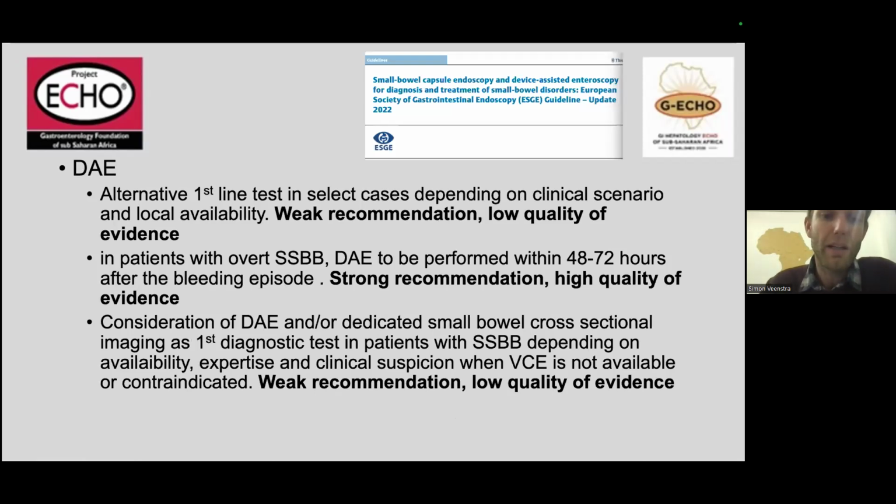So the ESGE guidelines suggest that it is an alternative first-line test in selected cases, depending on the clinical scenario and local availability. Again, time is important and should be performed within the 48 to 72 hours after the bleeding episode. That's a strong recommendation. And it can be considered along with dedicated small bowel cross-sectional imaging as a primary diagnostic test when video capsule is not available or contraindicated, but that's a weak recommendation.